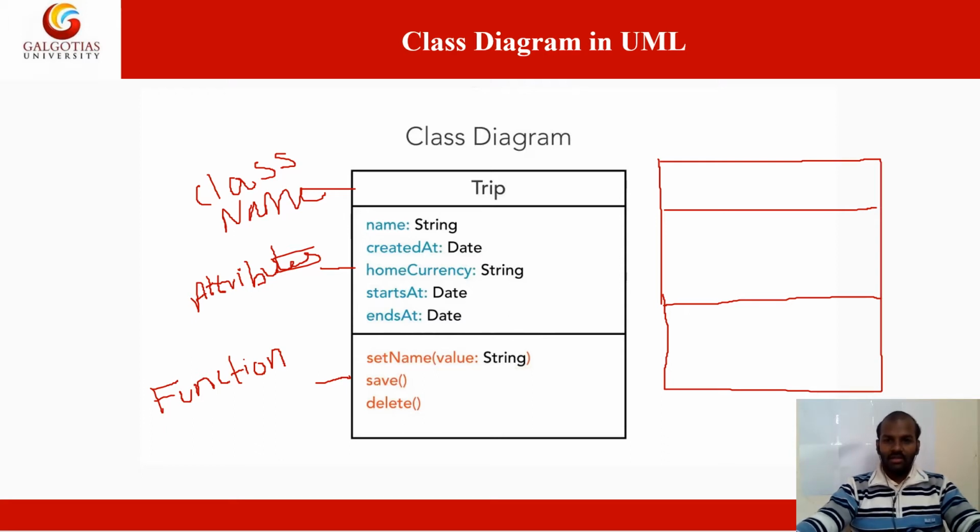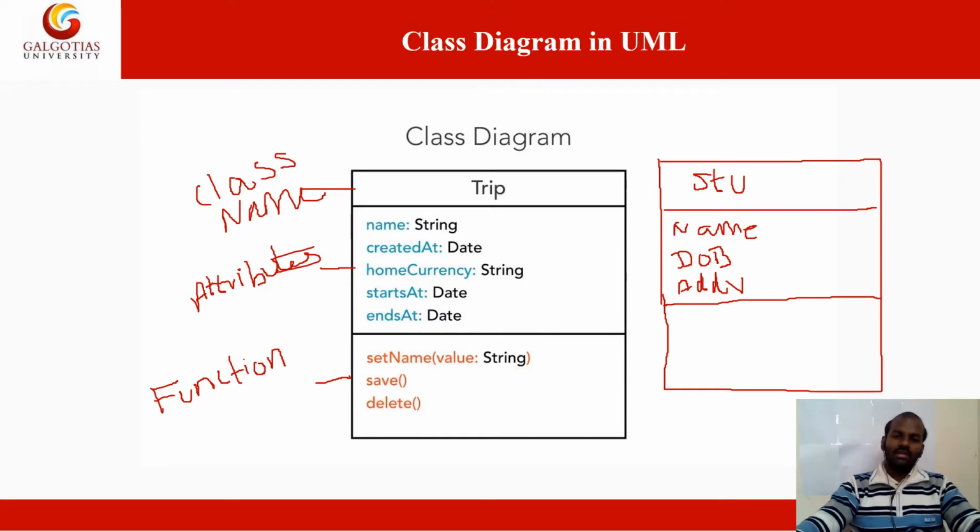Here I am taking student. I am writing student as the class name, and the student can have attributes like a name, a date of birth, an address, and the program they belong to.